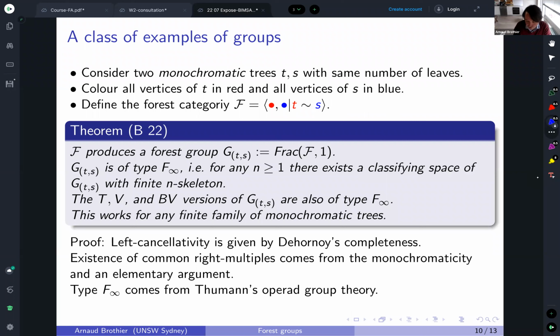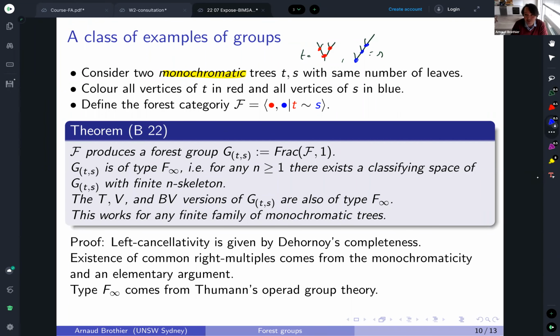So I consider two trees that are monochromatic, which means that they are in one color. Let's say I do them in black. Whichever trees you prefer, they just need to have the same number of leaves. Maybe I could take this one. So that's my T, that's my S. Now I color all the vertices of T in red, and the others in blue. Let's do that. And now I define these forest categories: two colors, one relation. And now the miracle arrives.